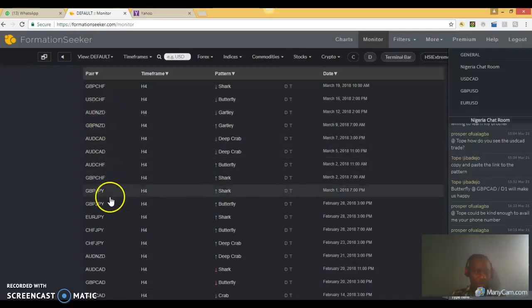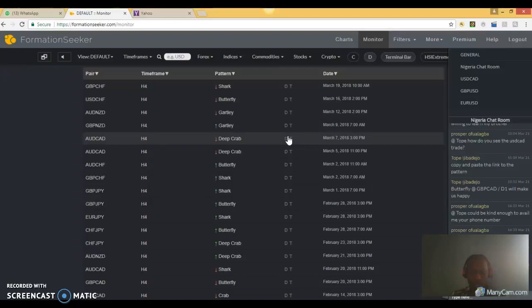As you can see here, you have your currency pairs, you have the time frame, and then you have the patterns, and then you have the DTs. Now, on Formation Seeker, we don't trade just completed patterns. That means at D point, we wait for the extra candle, which is like the go candle. It's called the terminal bar. This terminal bar must clear all the price reversal zones before it appears, and once it appears, your entry line also comes up.